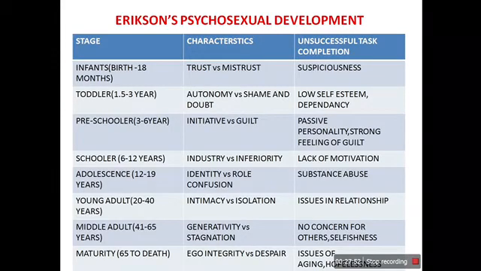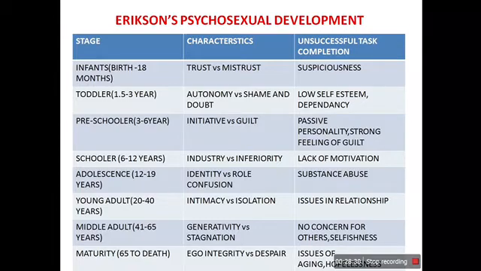The last stage is maturity. Maturity starts from 65 until death. It includes ego integrity versus despair. So in this age the person will think more about life. He will accept the responsibility of one's self and life. If he cannot do that, then he will have hopelessness, issues of aging, etc.